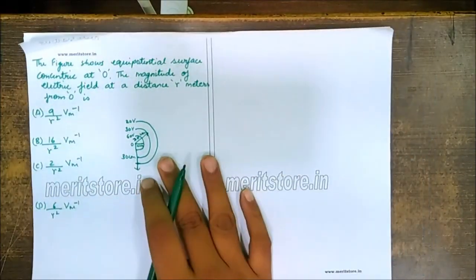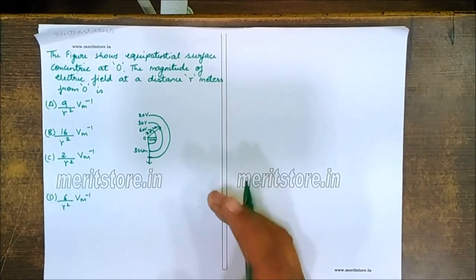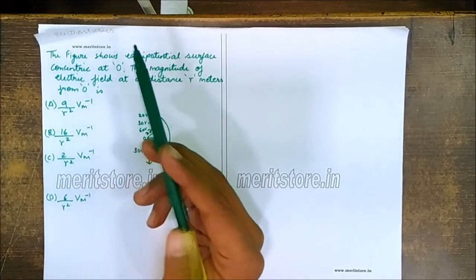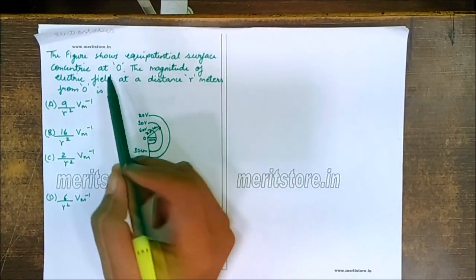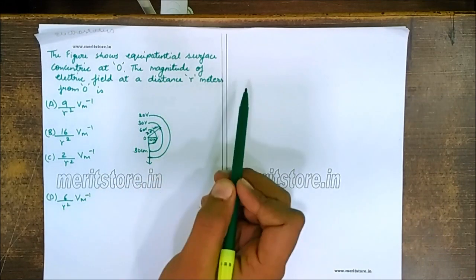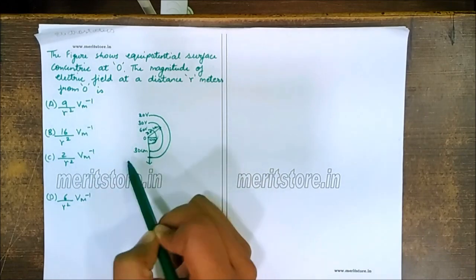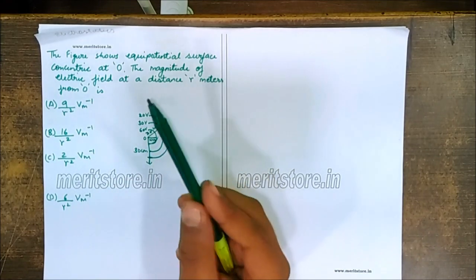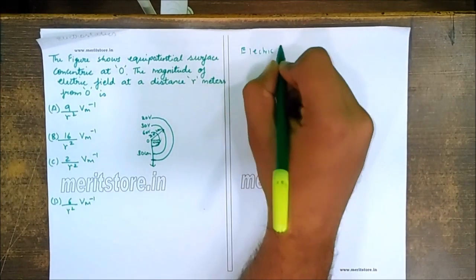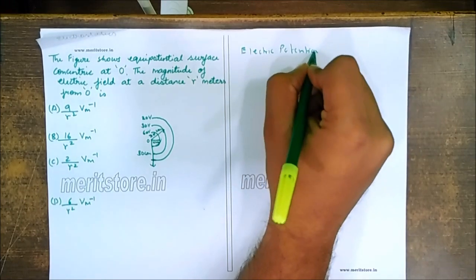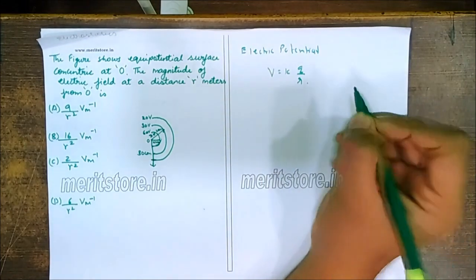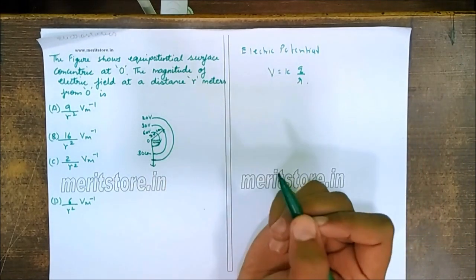Now we are going to do exam oriented MCQs of physics part 2, first chapter electrostatics. Now the figure shows the equipotential surface of concentric circles or concentric semicircles at O. You can see this. The magnitude of electric field at a distance r meters from O. The electric potential is given as V is equal to KQ by R. We can consider any of the surface as equipotential surface.